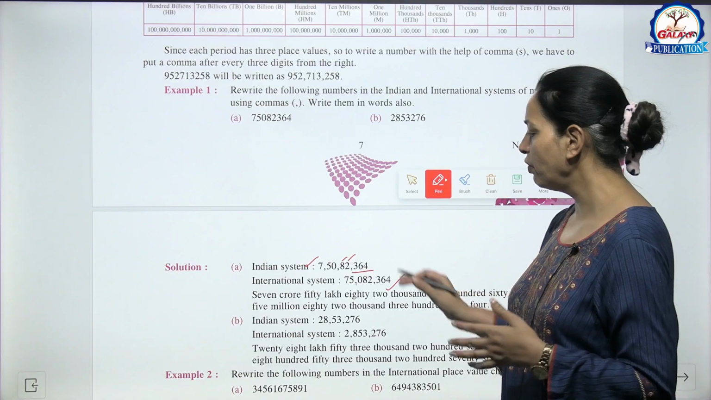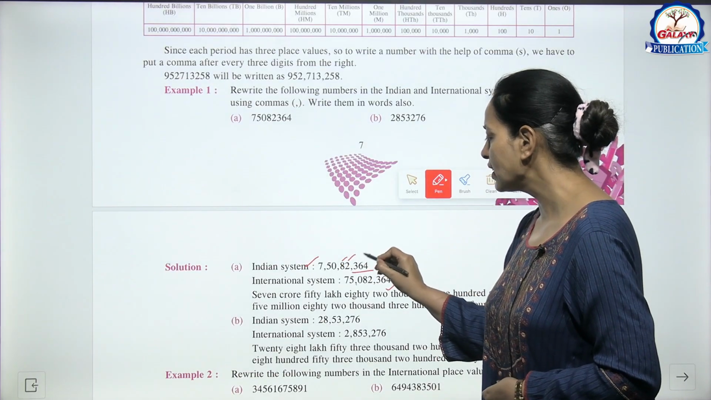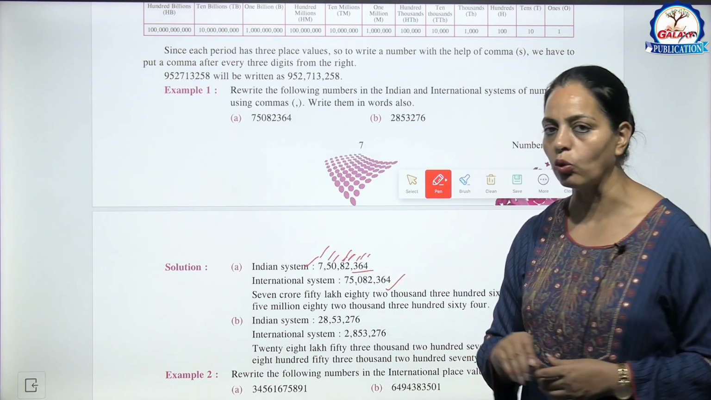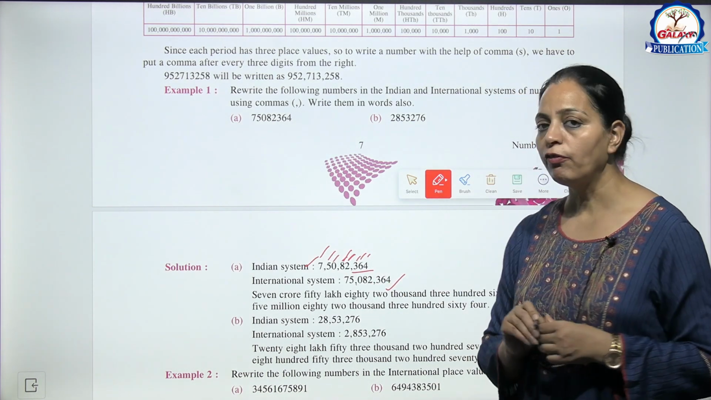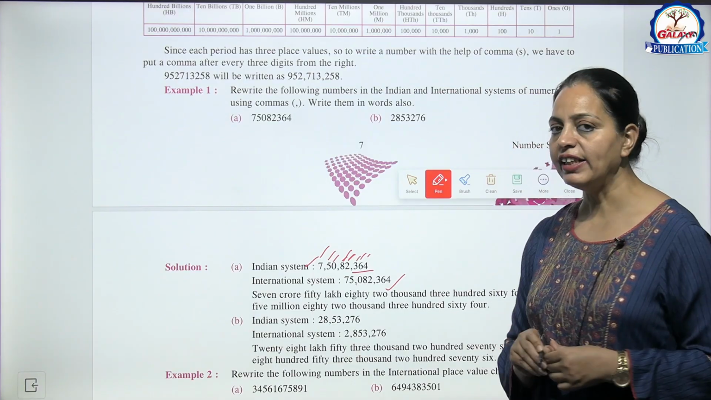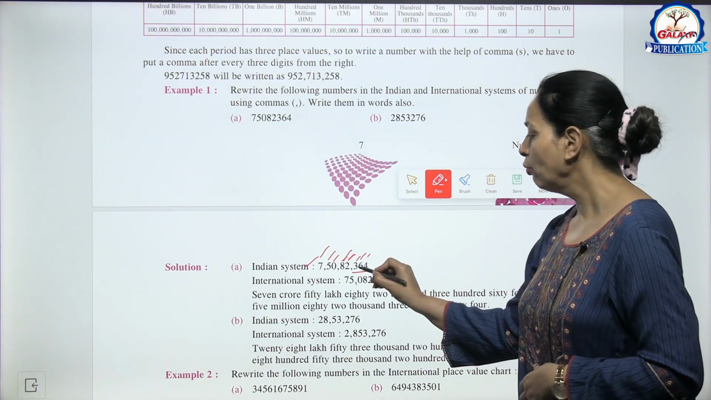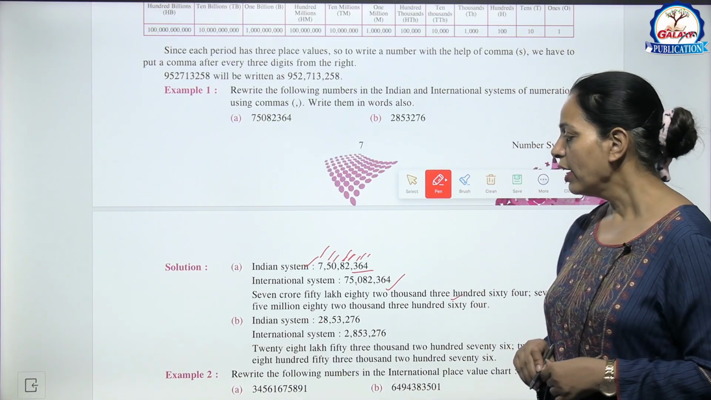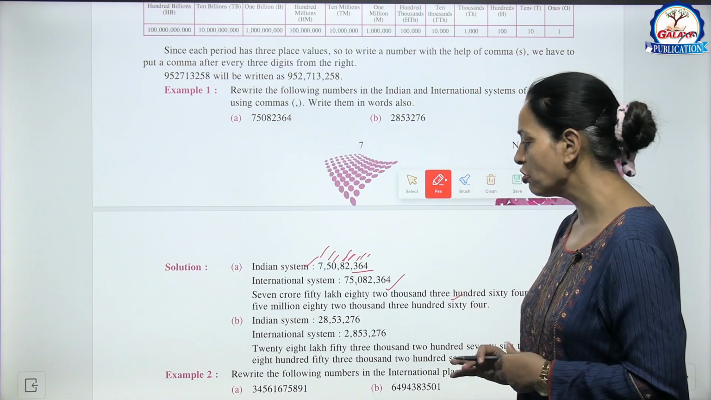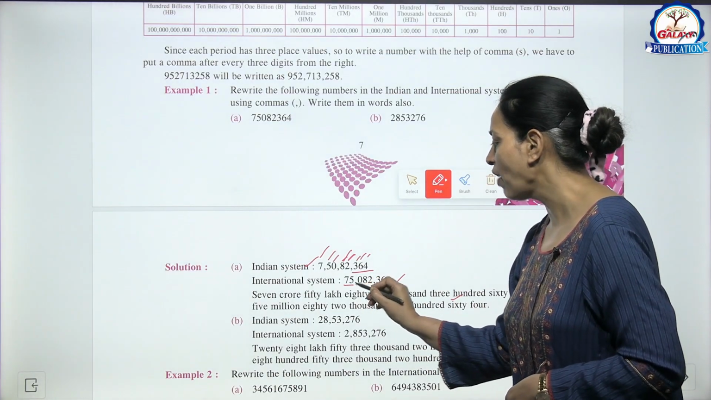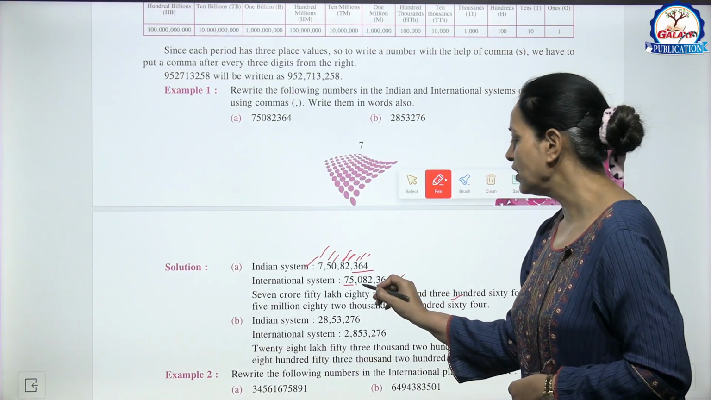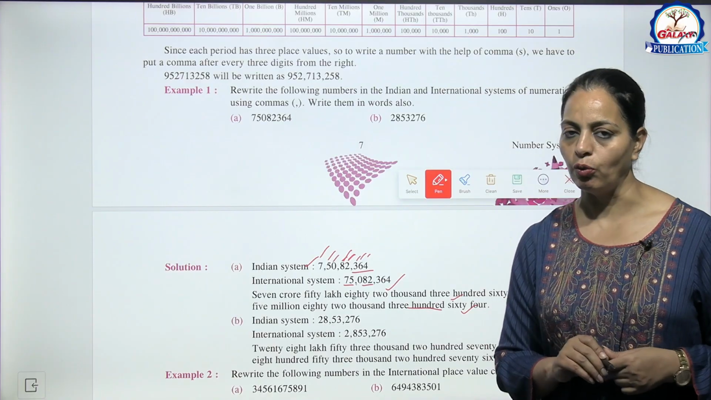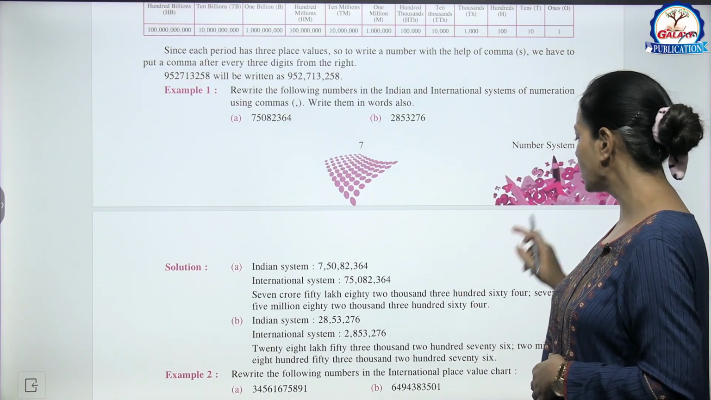So now read it. This is ones, tens, hundreds, thousand, 10,000, lakh, 10 lakh and crore. 7 crore, 50 lakh, 82,364. Now write in the international system. This is 75,082,364. So I hope this is clear to you.